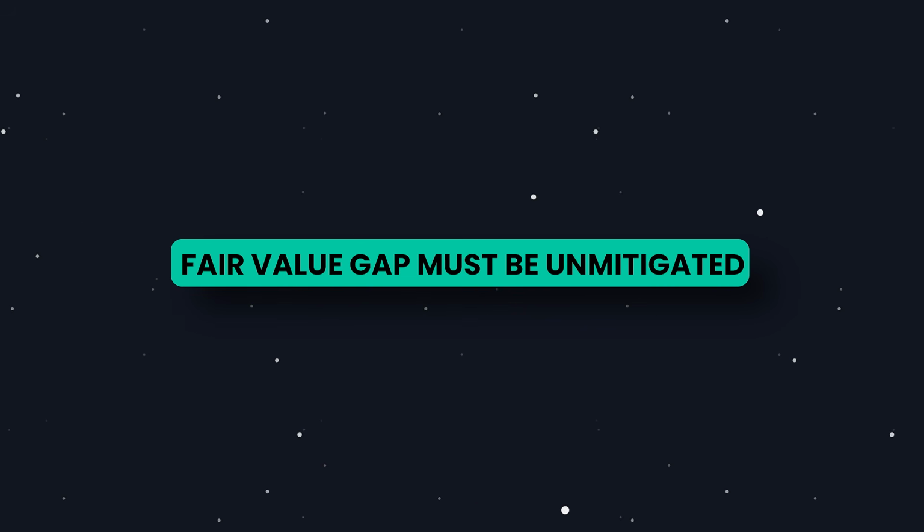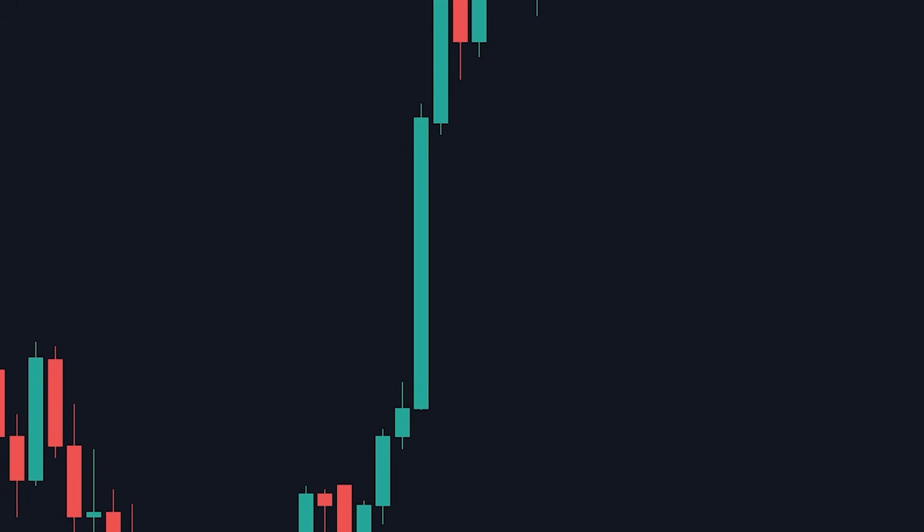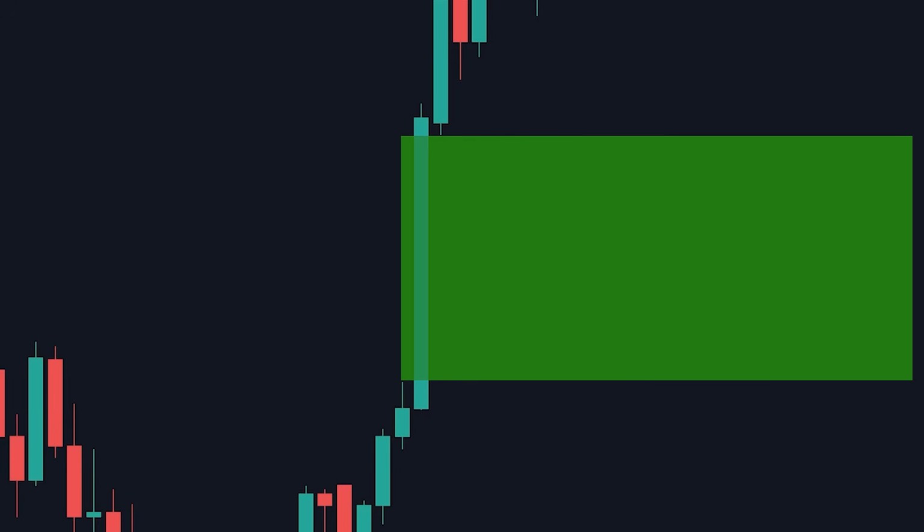First, the fair value gap must be unmitigated. This means price hasn't tested this zone since it was created. If price has already returned to fill the gap, it's no longer valid for entry purposes. You're looking for fresh, untested imbalances.